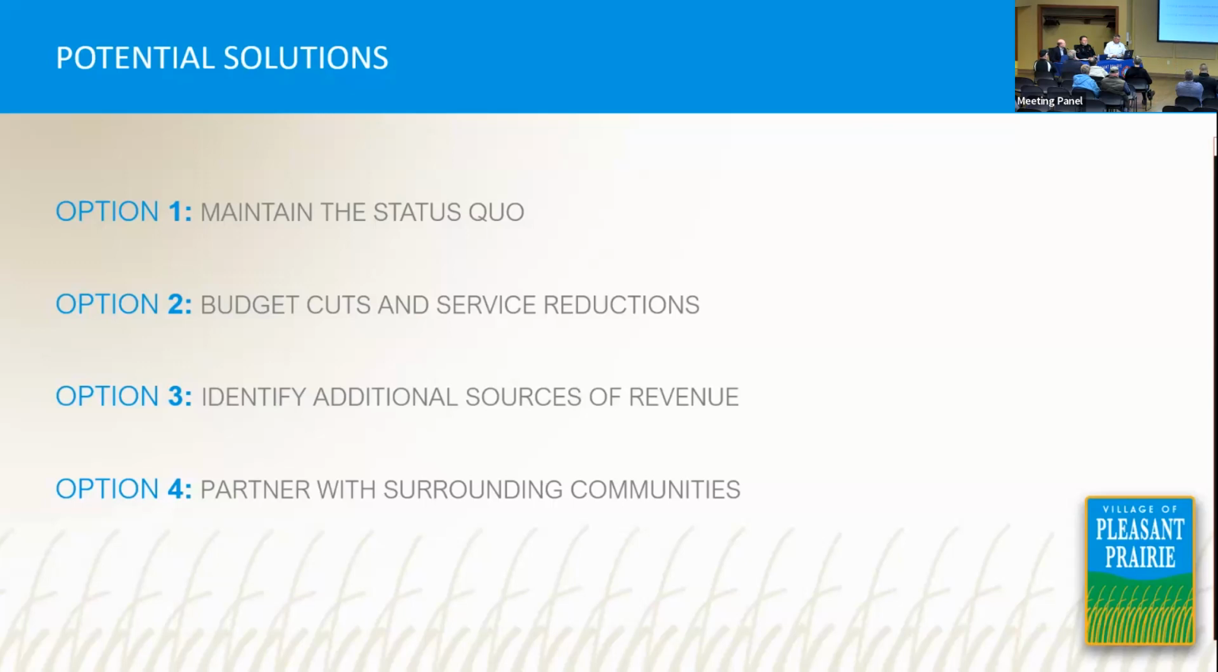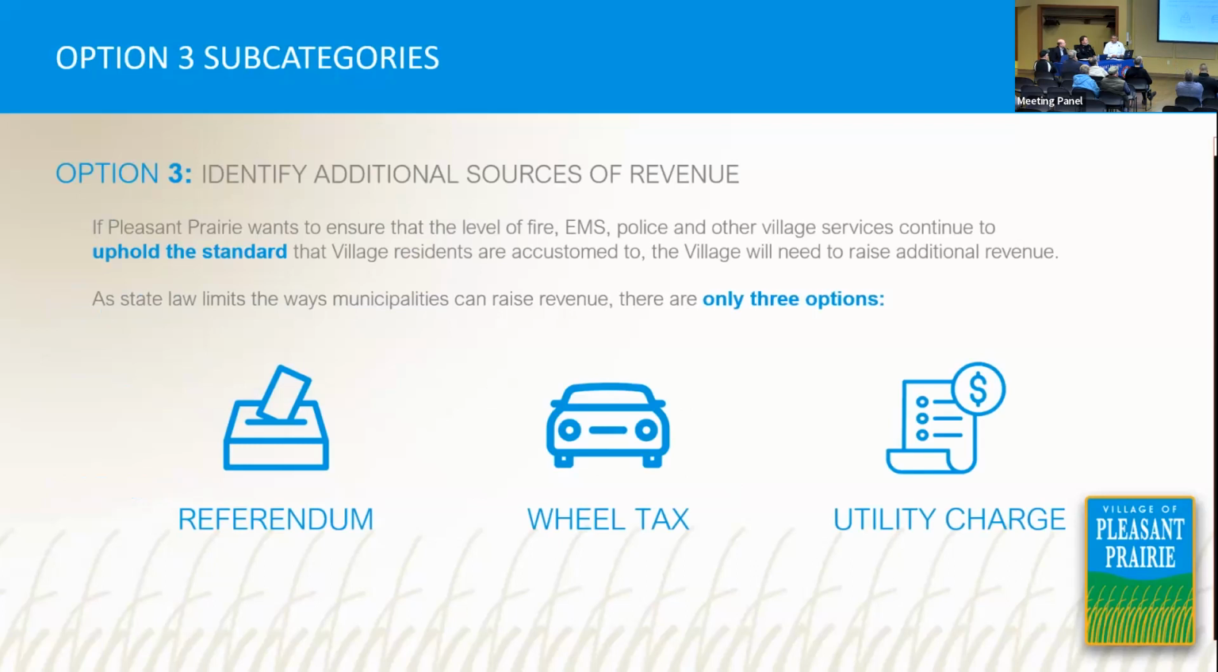Yeah, thank you, Chief. So with option three, there were three subcategories or items that staff identified as additional sources of revenue. They're pretty basic. First, the referendum: approval by voters through a referendum to exceed the state imposed property tax levy limits. The second option was a village-wide wheel tax on vehicles registered in Pleasant Prairie. And the third was to increase utility service charges for village infrastructure, which would then allow us to shift resources we would be spending on public infrastructure to public safety.